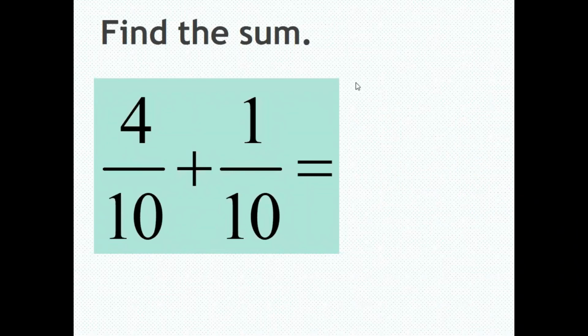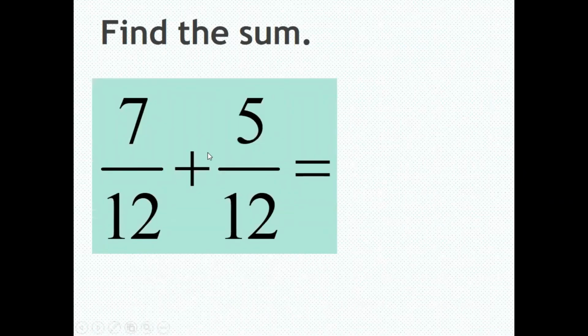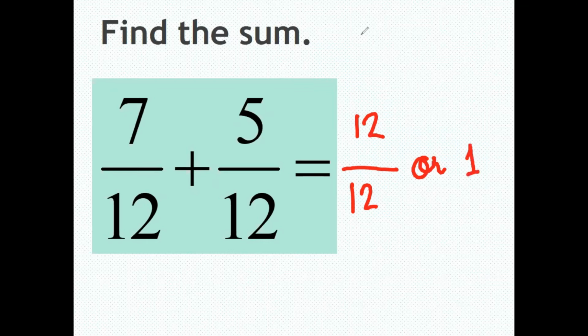Next, for a third example, we have 7 twelfths plus 5 twelfths. So let's add the numerators. We have 7 plus 5, that is equal to 12. And then copy the same denominator. And then simplify. What is 12 over 12? Or what is 12 divided by 12? Yes, you are right. That is equal to simply 1. Here, our final answer is a whole number, which is 1.